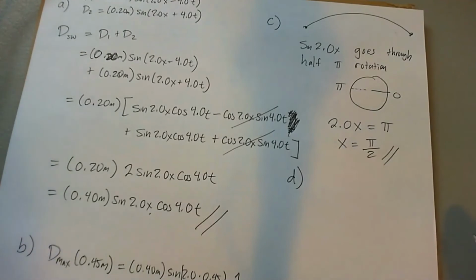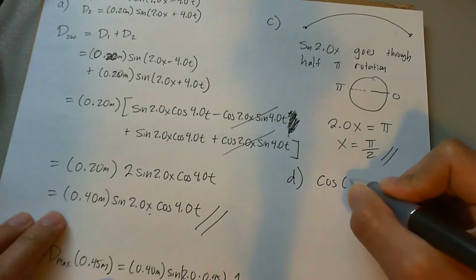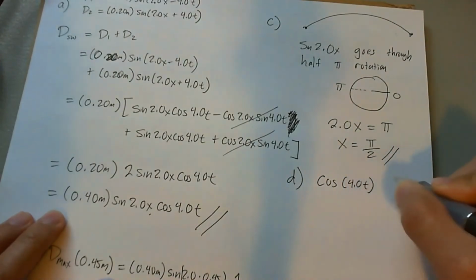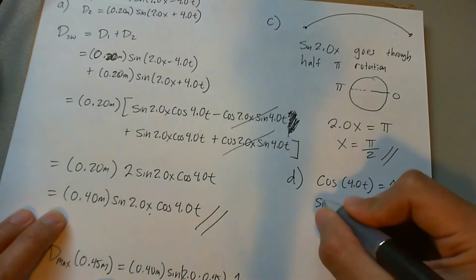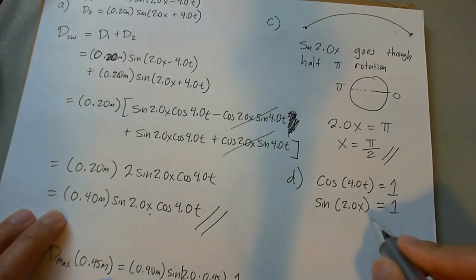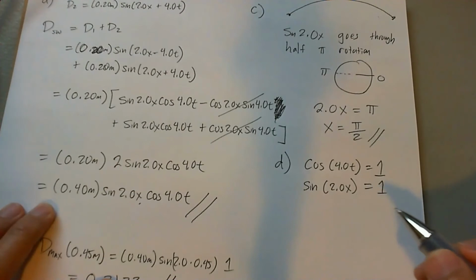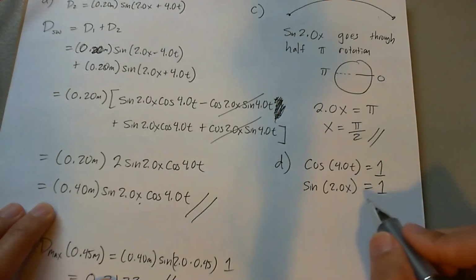Part D, the maximum amplitude and where it occurs. So when we see a maximum amplitude, first of all, we're going to say that the cosine trigonometric function with respect to time is equal to 1. So we're going to look at the time in which the maximum amplitude occurs. And we're going to look at the sine trigonometric function, and we're going to set that equal to 1 because we're going to look at the space in which the maximum amplitude occurs. It so happens that we only care about the space. We don't care about when, we care about where it occurs.